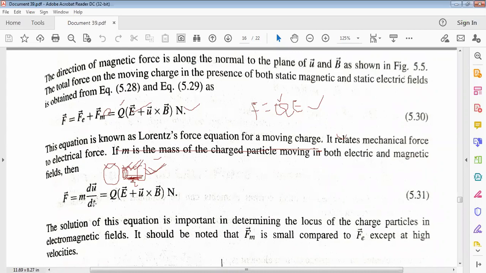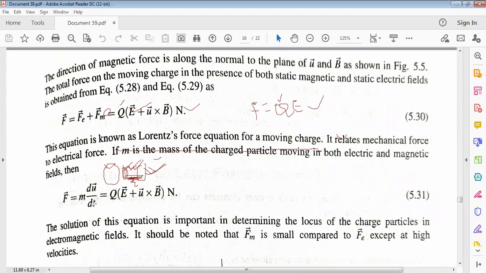Here u is the velocity of that moving charge, and its rate of change with respect to time is the acceleration. That's why F equal to ma equal to q into E plus U cross B newtons. The solution of this equation is important in determining the locus of charged particles in the electromagnetic fields.